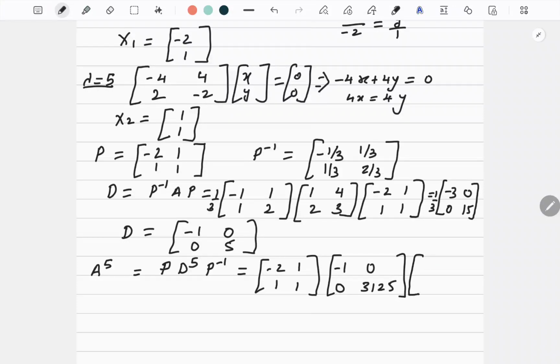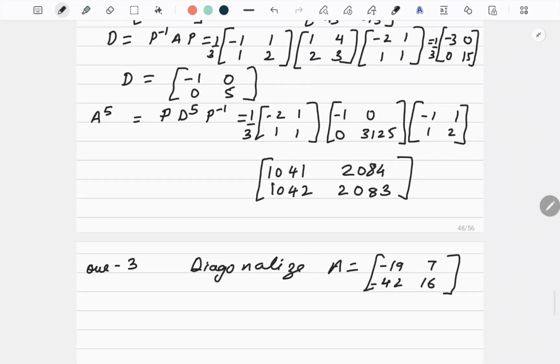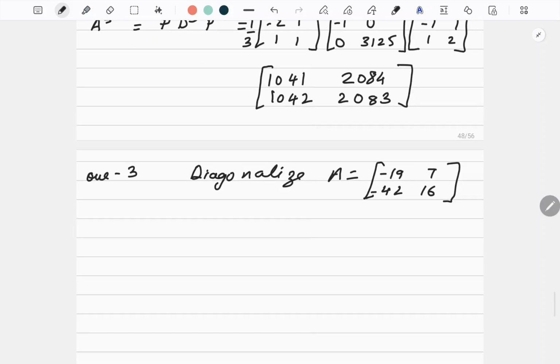Okay, and P inverse is what? P inverse we have already written here: minus 1, 1, 1, 2, and 1 by 3 is there, which I can write here. Correct? So now if you multiply this, you will get 1041, then next is 2084, then 1042 and this is 83. Right? So this is how you have to do the questions. Questions are very easy. Only you have to be very careful in numbers. And while using the calculator, you have to be very particular that you do not make any silly mistake.